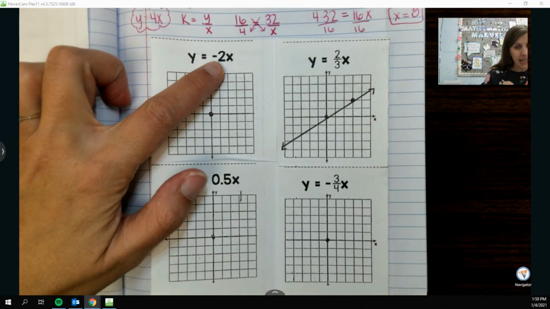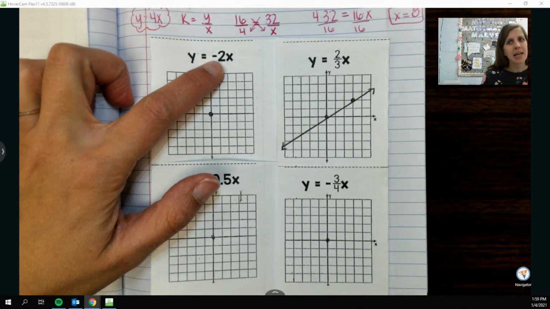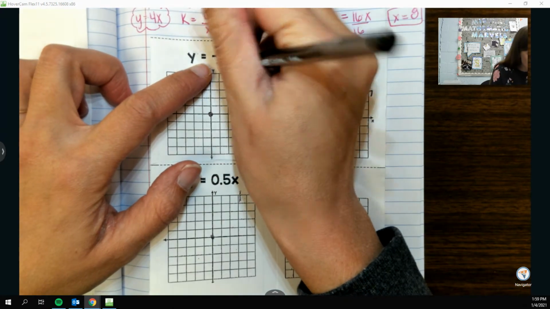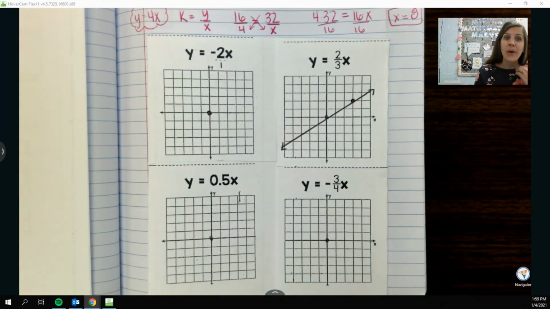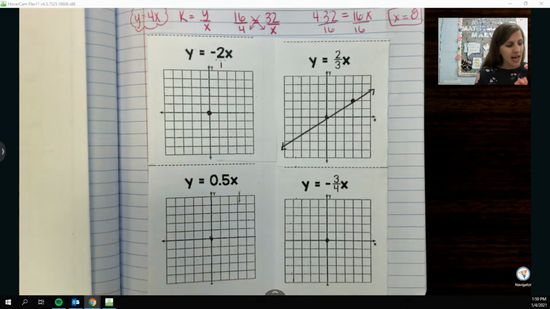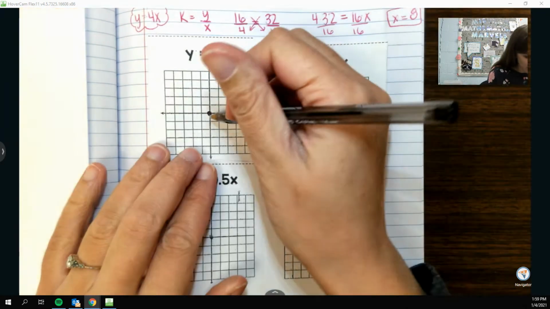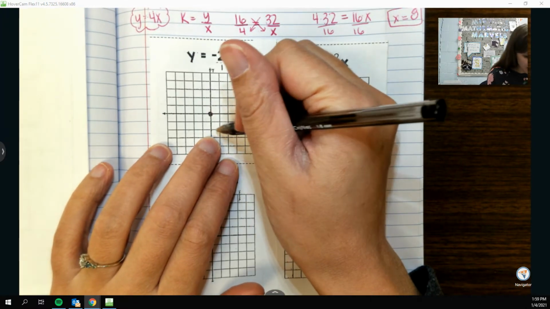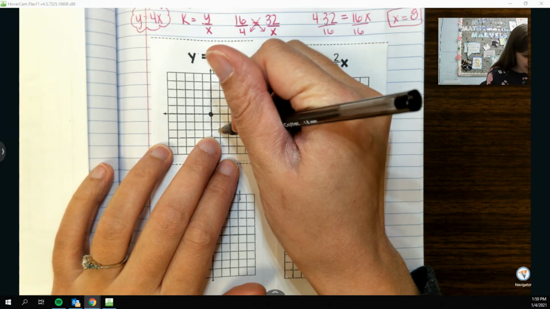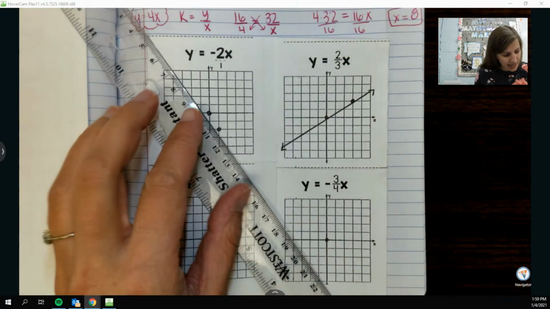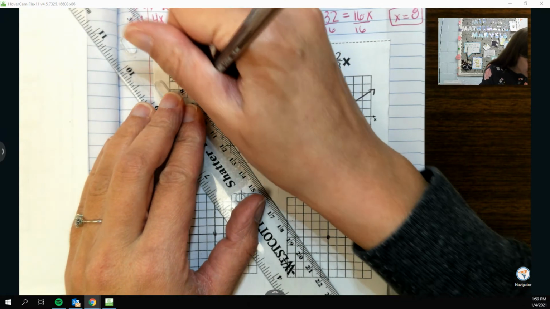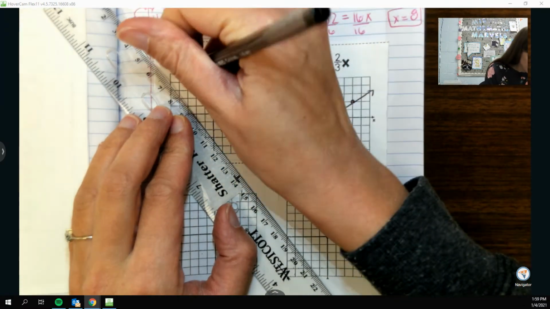So with this one here, this one is a little bit sneakier because it's not written as a fraction, but I can always put it over 1. And so now I can see my rise and run. I'm supposed to rise -2, really go down 2, and then run +1. And as long as I have 2 points, I can draw a line. And boom, there you go.